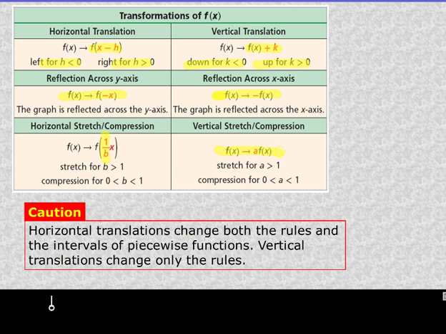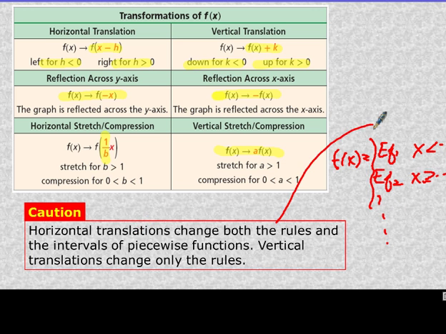So for piecewise functions, translations can change not just the function rules, but the intervals. So remember how we have f of x equals, and then we're going to have equation 1 with x maybe less than, and then equation 2 with x greater than or equal, and etc. So horizontal translations can change both this and this, so be careful. Vertical translations are only going to change the equation, so they will only change the function rules. So it's a little bit trickier with piecewise functions.